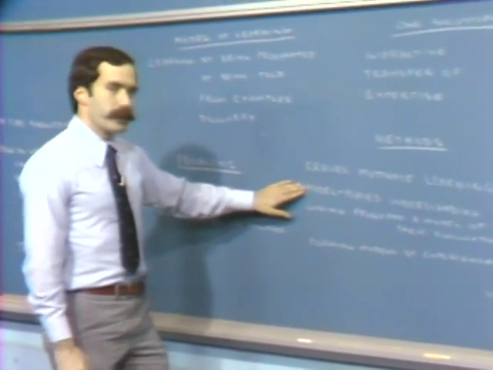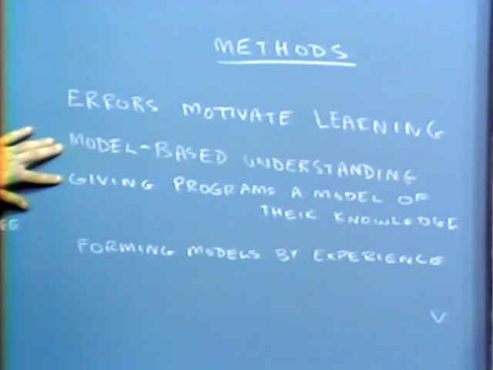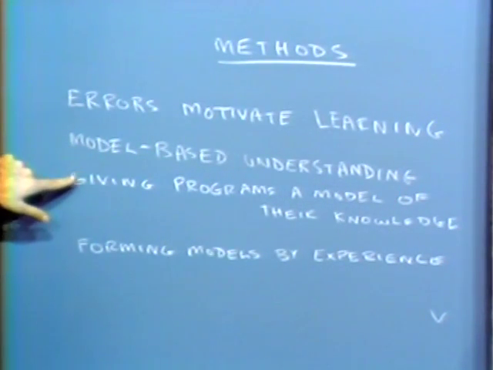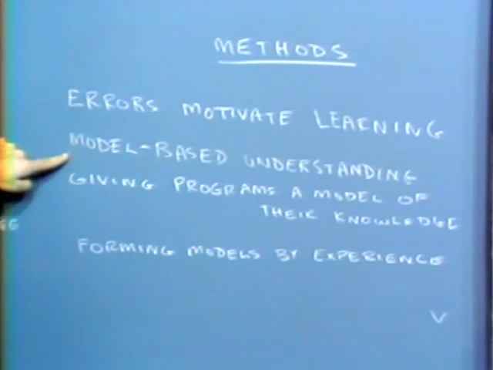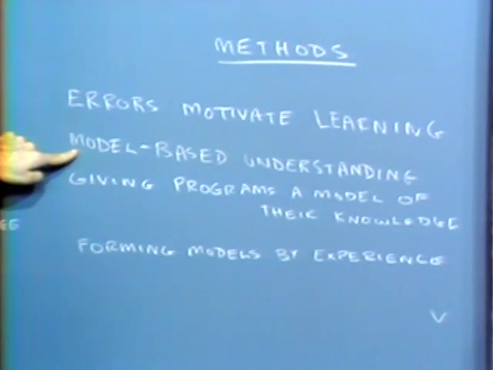Second issue, the notion of model-based understanding and of giving programs a model of their knowledge. This is best illustrated by the example that we're going to work through, but the important point is that the combination of TEIRESIAS and the performance program is in effect a system that has a model of its own knowledge, and it uses that model as a way of acquiring new knowledge. It uses that model as a way of trying to understand what the expert is trying to tell it as he tries to add new knowledge to the system.